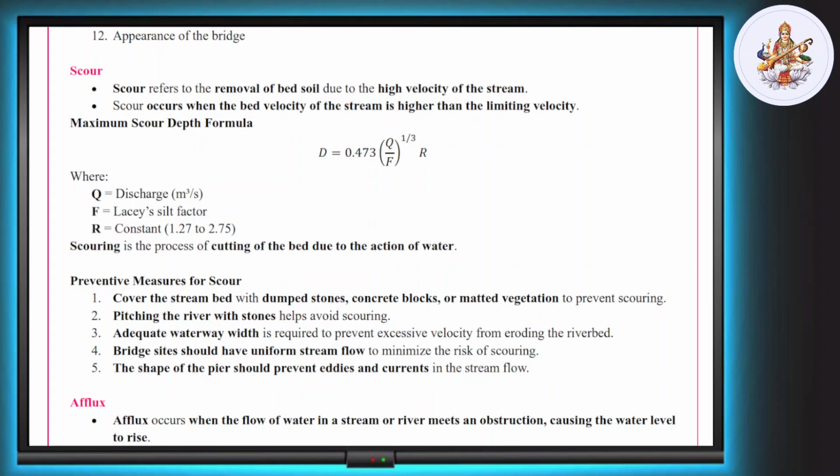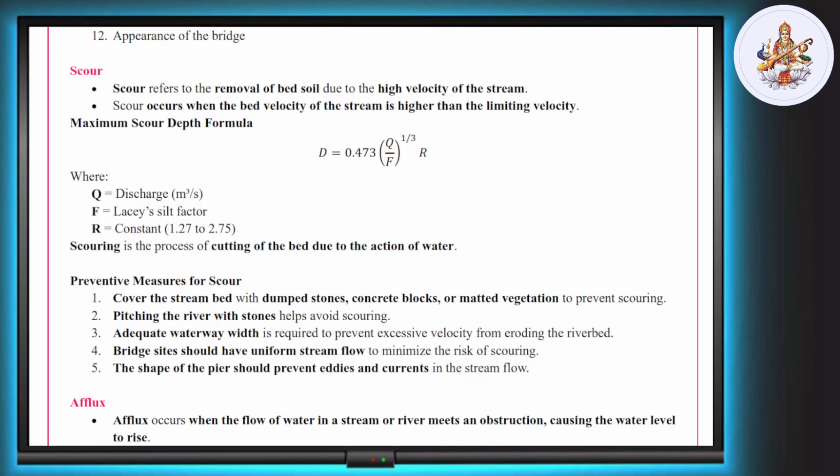Scour prevention measures. Dumped stones or concrete blocks on the bed. Pitching with stones on the riverbanks. Providing sufficient waterway width. Uniform stream flow, no sharp bends. Streamlined pier shapes to reduce turbulence.